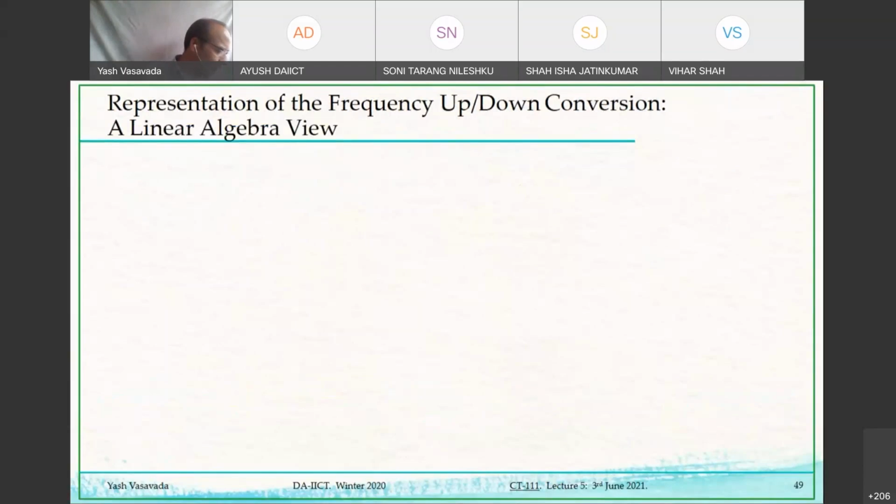Okay, so now we will go over something that we have already done to a large extent. So we are going over a detailed version of it, okay? Which is, what is this frequency up conversion, down conversion? And the reason I want to focus on it is because this is going to be a very nice application of the linear algebra that you have studied in your high school math.